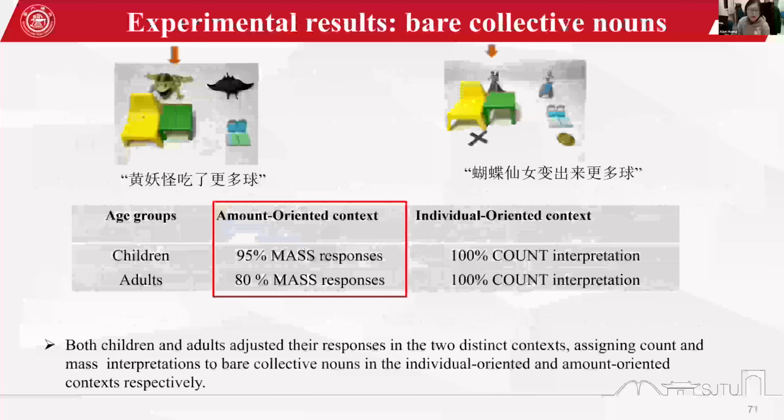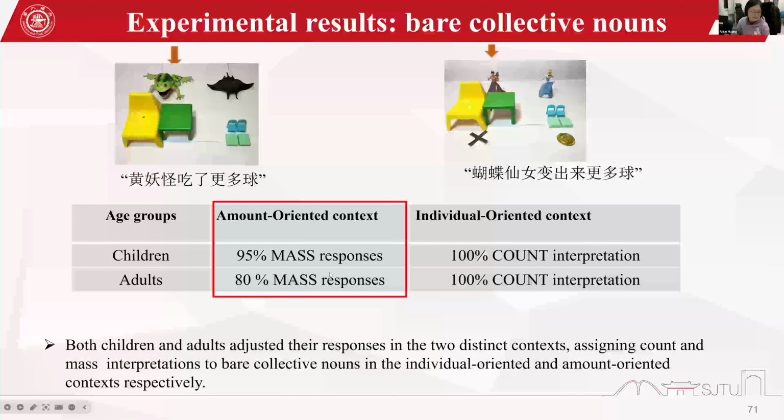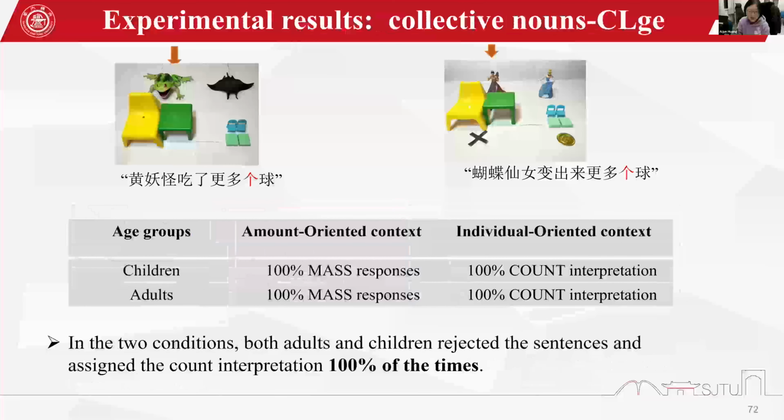Okay, so this is the result. For the bare collective nouns, we got a very high percentage of mass interpretation. For the children, we got 95% mass interpretation, and for the adults, 80% mass interpretation. For the same participants, they assigned the count interpretation to bare collective nouns in the individual-oriented context. By contrast, with the classifier co-occurring with the collective nouns, we only got the count interpretation.